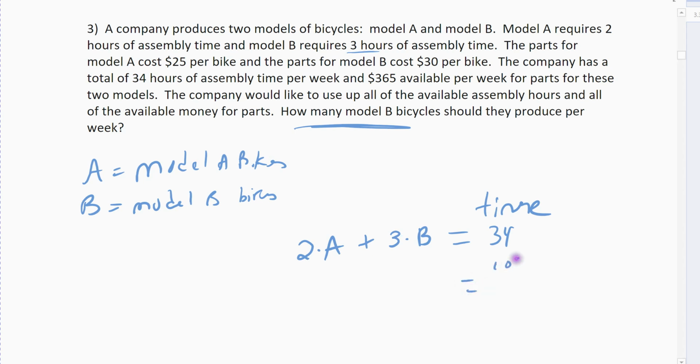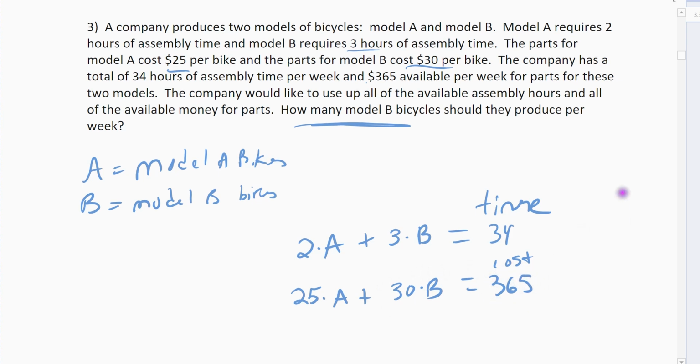And then the cost equation. The cost, they have $365 to spend. A bikes cost $25 each, so 25 times A. B bikes cost $30, 30 times B. So if I make A bikes, it's 25 times each of them. If I make B bikes, it's 30 times each of them. I have this amount to spend. That can be my cost. And so there's my system.